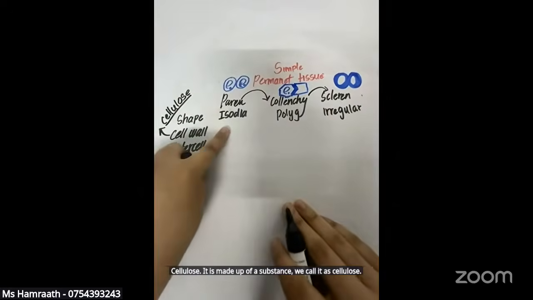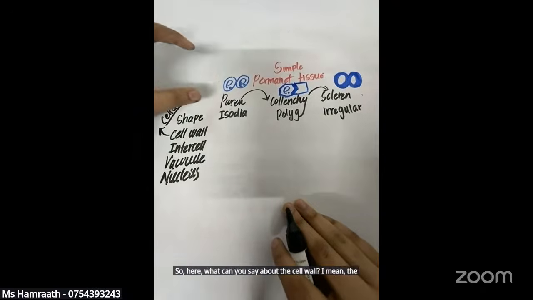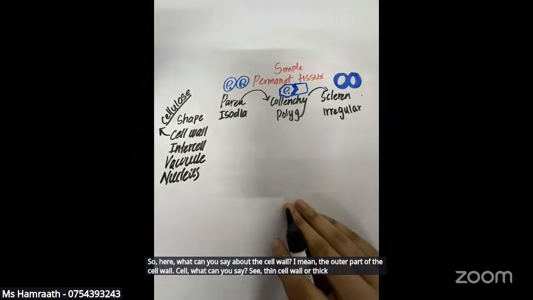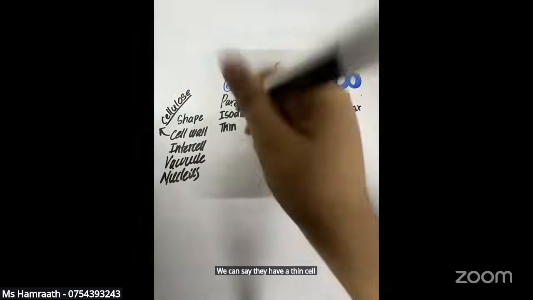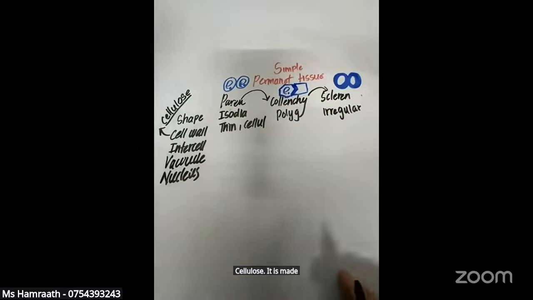So here, what can you say about the outer part of the cell wall? Is it a thin cell wall or a thick cell wall? We can say they have a thin cell wall made up of cellulose.